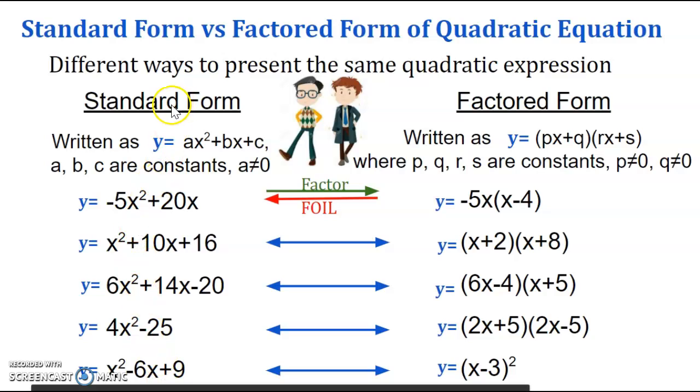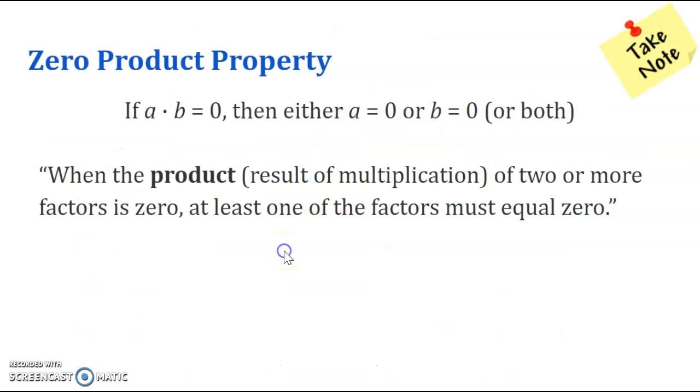So I hope by now you can confidently go from standard form of a quadratic equation to factored form and vice versa. You do that by factoring or using the distributive property, which is basically FOIL. So you can go back and forth, and that's going to help you graph accurately and easily. One of the things we use when we are graphing is the zero product property.